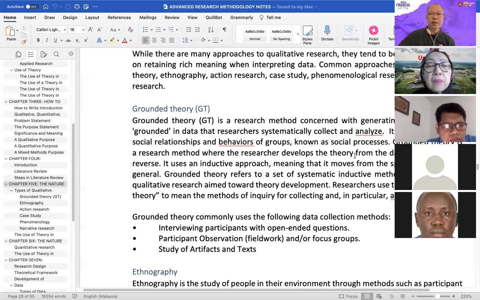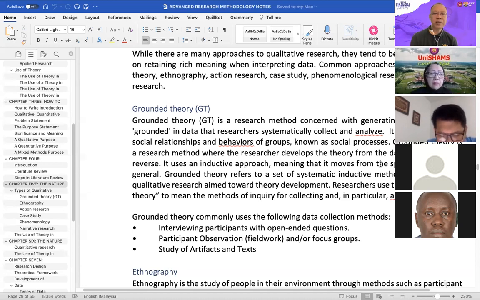Grounded theory is a research method where the researcher develops the theory from the data, rather than the reverse. So like Mr. Syairuddin asked, what's the difference between qualitative and quantitative data? The main difference is that in qualitative research, the purpose is to generate theory based on the data collected and analyzed. So grounded theory is a research method where the researcher develops the theory from the data.